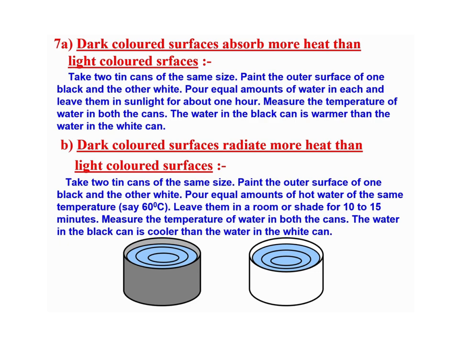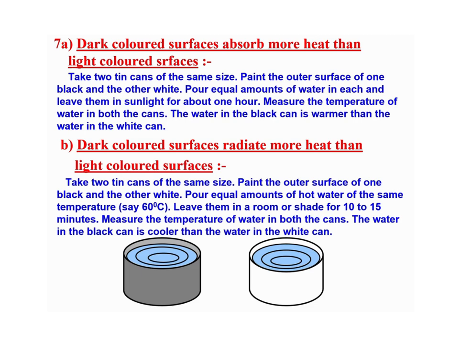Take two tin cans of the same size. Paint the outer surface of one black and the other white. Pour equal amount of water in each and leave them in sunlight for about 1 hour. Measure the temperature of water in both the cans. The water in the black can is warmer than the water in the white can. Dark colored surfaces absorb more heat than light colored surfaces.